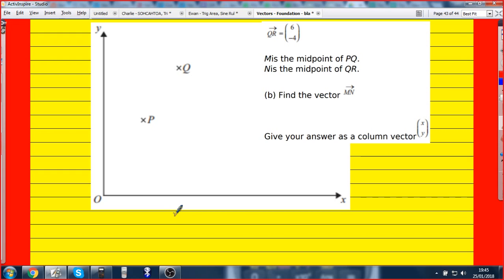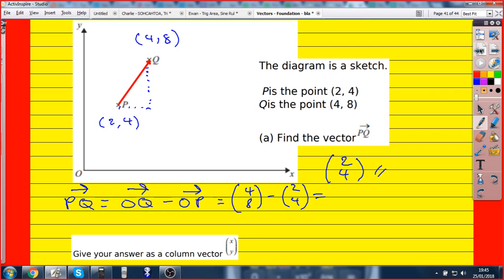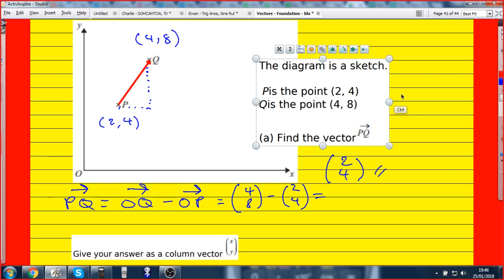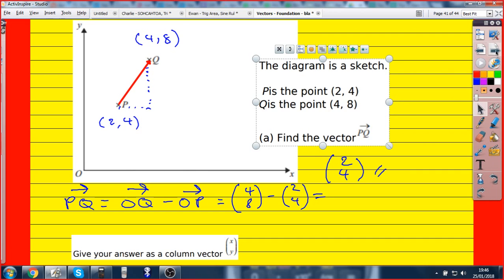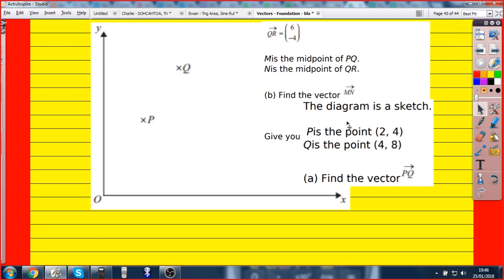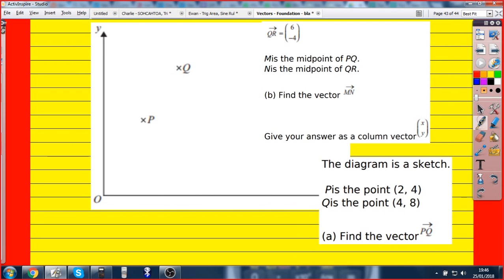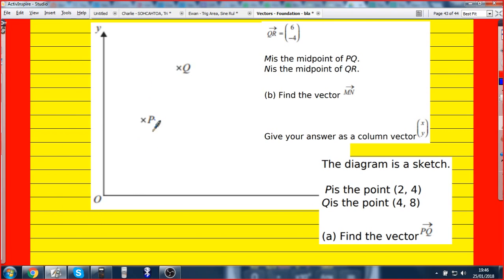Well, what is the midpoint? The middle between the two numbers. Okay. So we said PQ is 2, 4. So you find the midpoint of that 2, 4. So the midpoint is 1, 2.